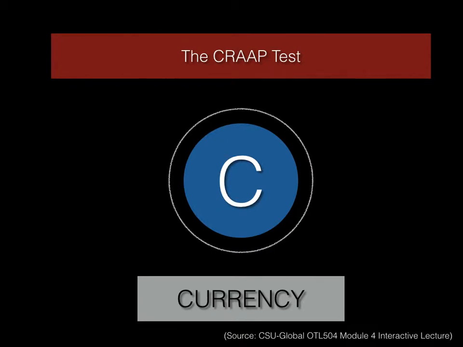The CRAAP test is a useful and efficient way for students to evaluate the information they find on the internet. CRAAP is an acronym for each part of the test. First, let's discuss the C. The C stands for currency, as in how current is the research. You should evaluate the publication date of any information you find. Likewise, you should determine if the information has been updated and revised.